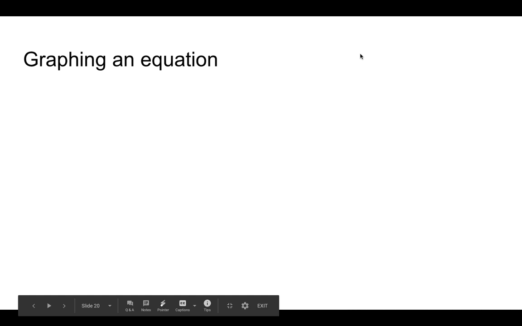So the ultimate goal with slope-intercept form equations is to eventually be able to graph an equation, and then we can use that to see when equations are equivalent to one another when we start moving into systems of equations. So as you're graphing an equation, you want to be able to put values in for x and then solve for y.